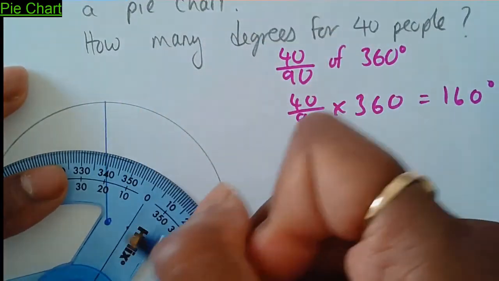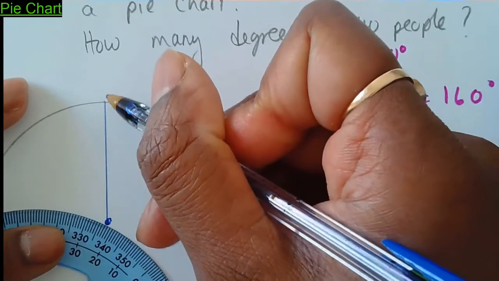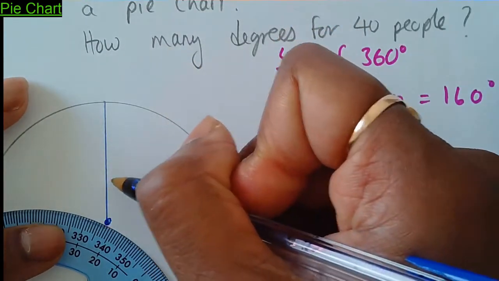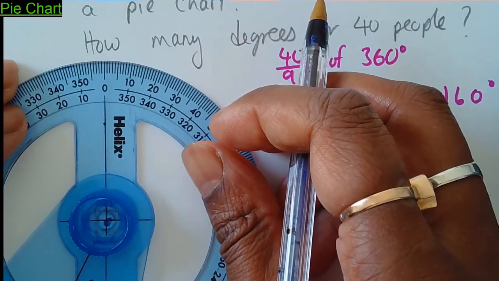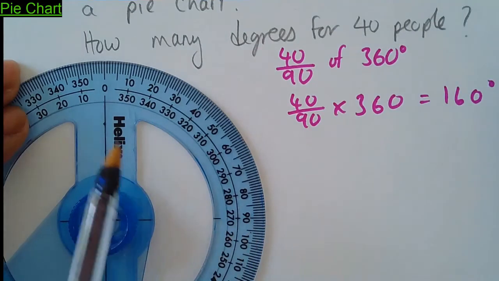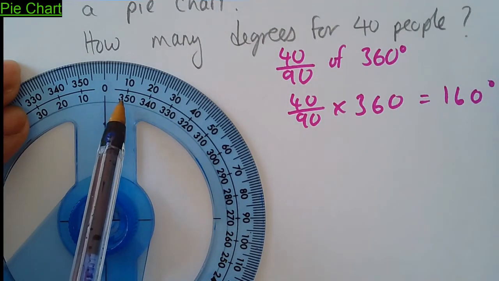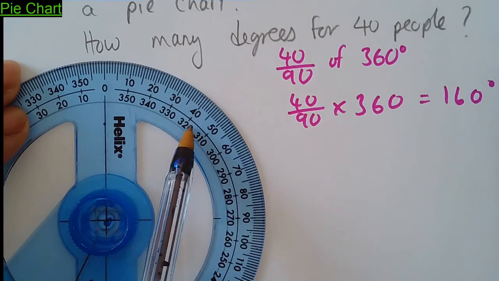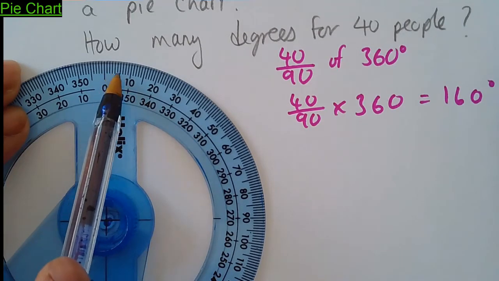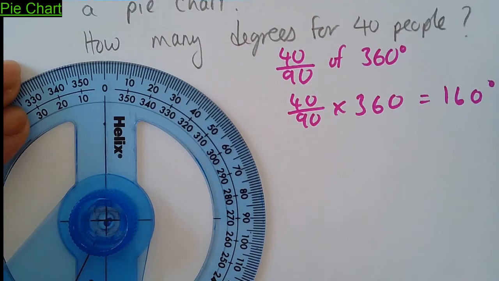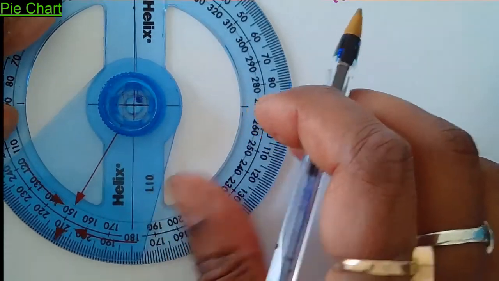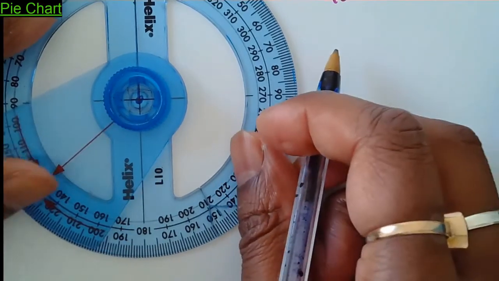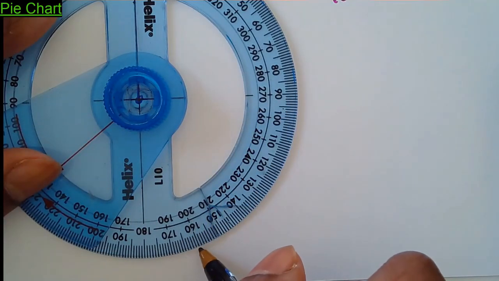The 0 degrees is lined up from where I want to measure the angle. I want to measure the angle from here, going that way. So I need to put the 0 degrees right there. And then obviously I'm going to go that way, clockwise. Don't do 350, 340, 330. That's the wrong scale for this one. Use the outer scale for this one. 160 degrees. Put a mark. That's 160 degrees.